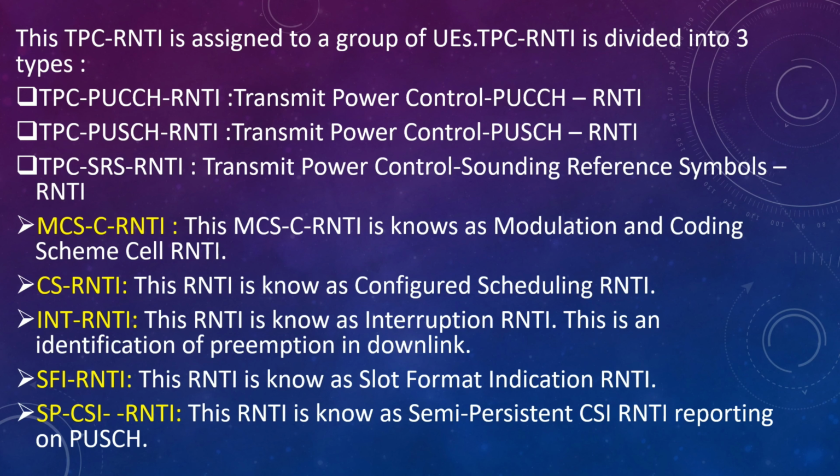SFI RNTI. This RNTI is known as the slot format indication RNTI. Now the next one is SP CSI RNTI. This RNTI is known as the semi-persistent CSI RNTI, for reporting on PUCCH. In the table we can go through the uses. What are the uses of these RNTIs in 5G?